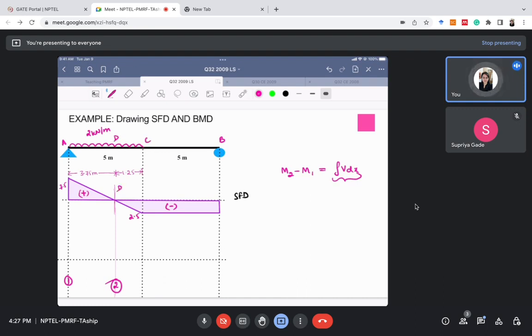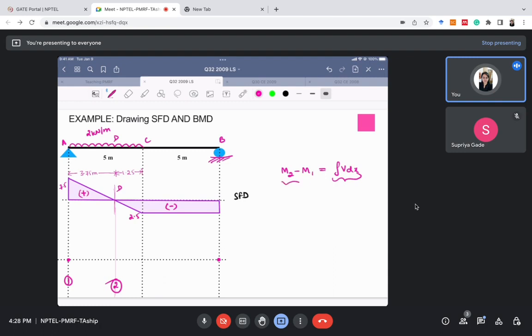Now at section A, we know that the bending moment is 0. Why? Because at section A there is a hinge support. So at A, the bending moment will be 0. At B, the bending moment will also be 0 because B is also a roller support. So at 2 points, we already know the bending moment. Now we will see how to make the bending moment diagram for section 1 to 2.